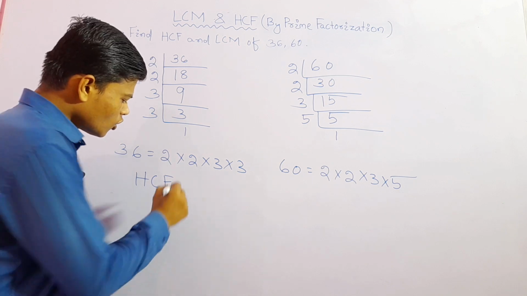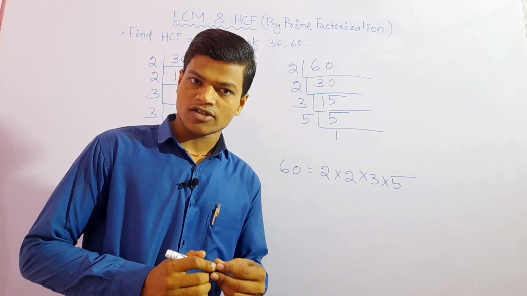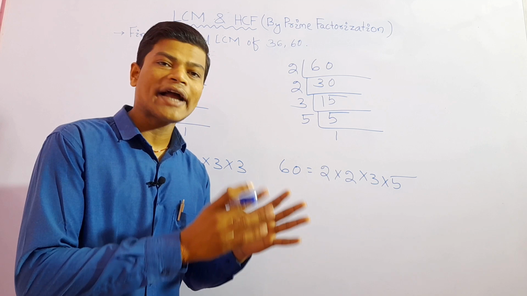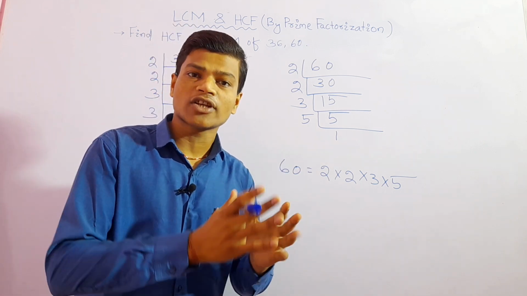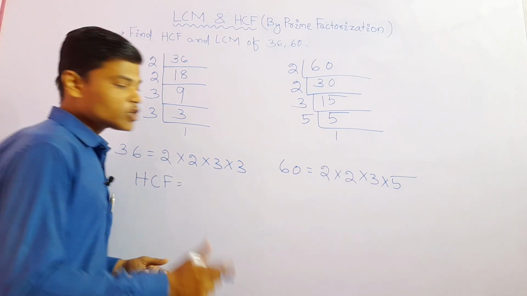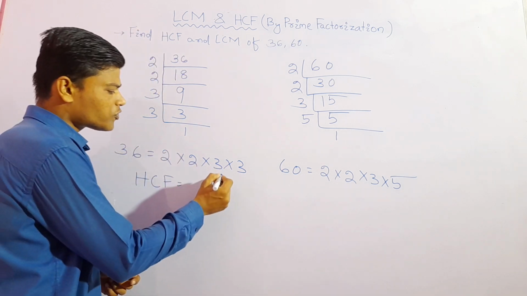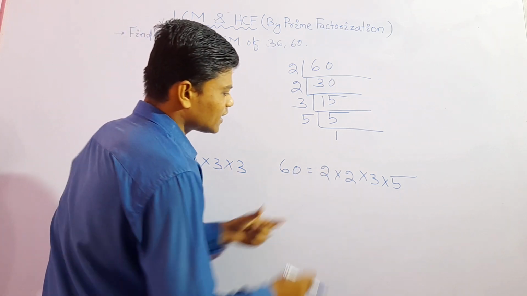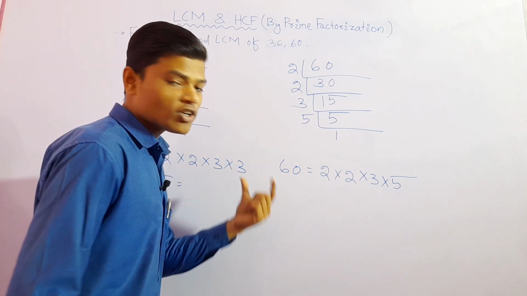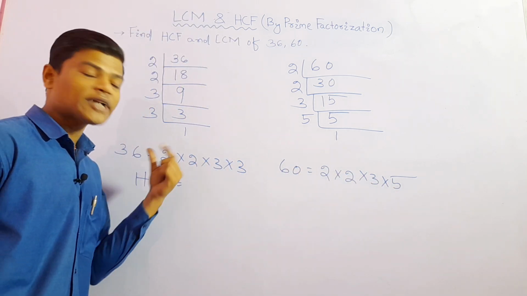Now remember, when we are finding HCF, we need to consider the common factors which exist in both of the expressions of the numbers. Common means the factors which exist in both expressions. Look, here 2 is present in the expression of 36, and 2 is also present in the expression of 60, and 3 is present in the expression of 36, and it is also present in the expression of 60. These two factors, 2 and 3, are common, and 5 is not common because 5 doesn't exist in the expression of 36.